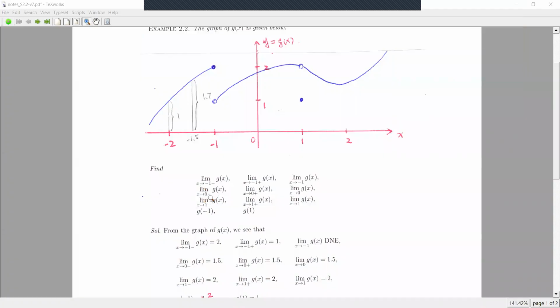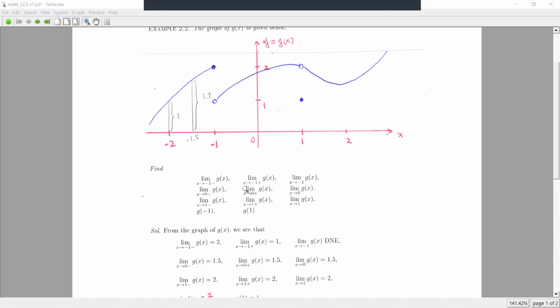The fourth limit is a left-hand side limit at point 0. When x approaches 0 from the left side, the graph approaches this point. The height of this point, I guess, is about 1.9. So therefore, this limit is 1.9. This is a typo, not 1.5, should be 1.9.